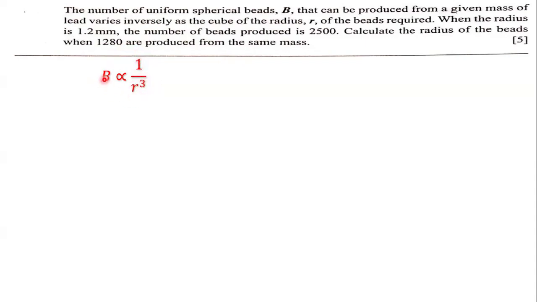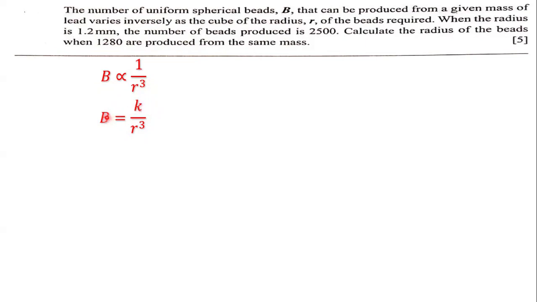But if B is inversely proportional to the radius cubed, what does that mean? Well, that means that there exists a constant K such that B is equal to K all over R cubed. That's what it means for B to be inversely proportional to R cubed. We have this equation and our goal is to figure out what this constant K is.